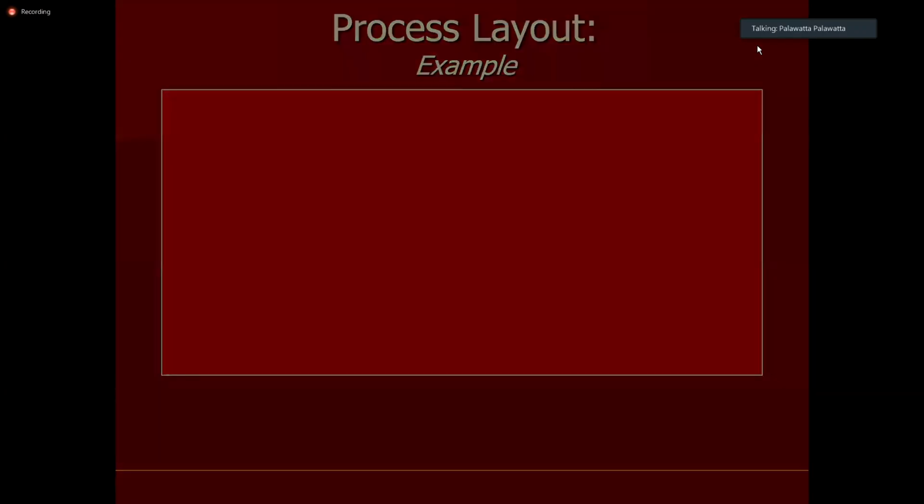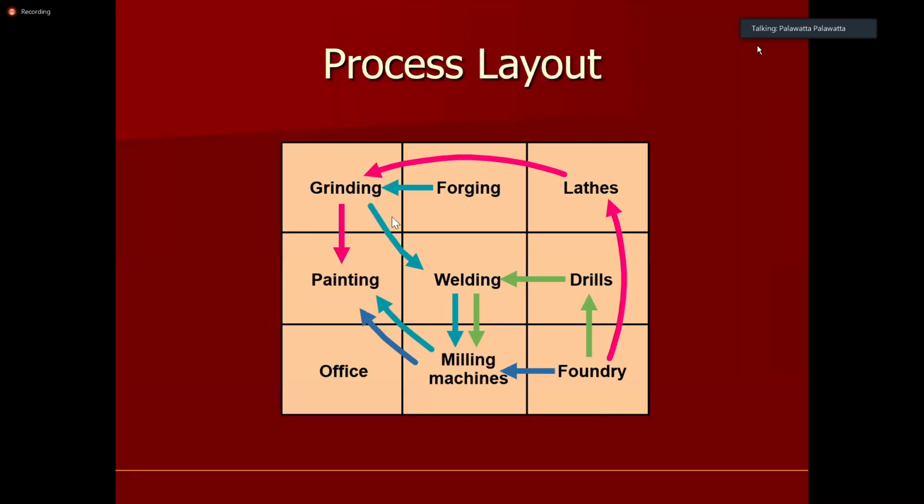You see, this is an example of process layout. Here, there are 8 departments doing 8 functions, so this is also called a functional layout. Here, the number of products produced is many, more than one.